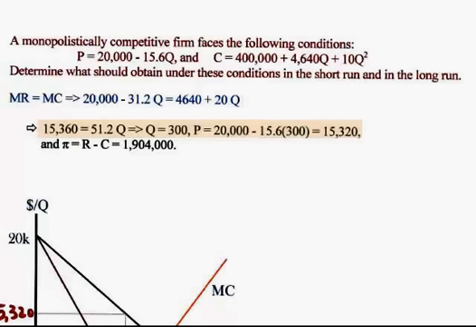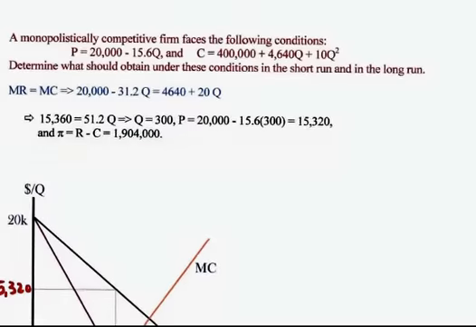Plug 300 back into the inverse demand equation, 300 times 15.6. Subtract that from 20,000, and we come to a price of 15,320. Price times quantity gives us revenue, and the profit is $1.9 million.